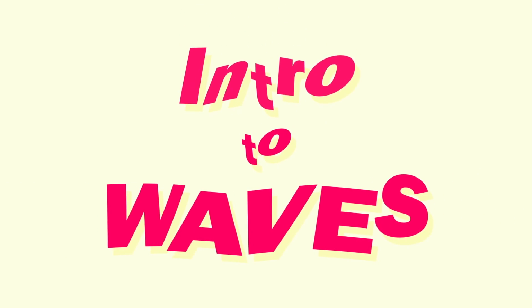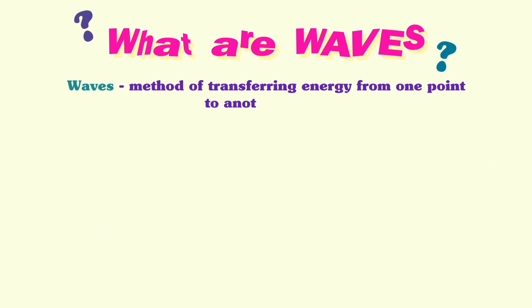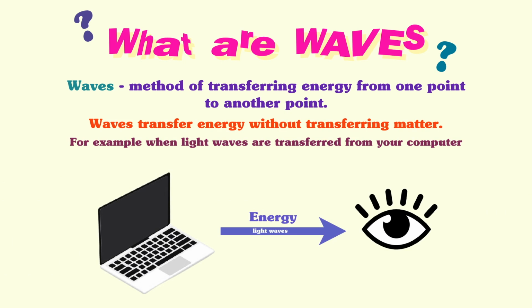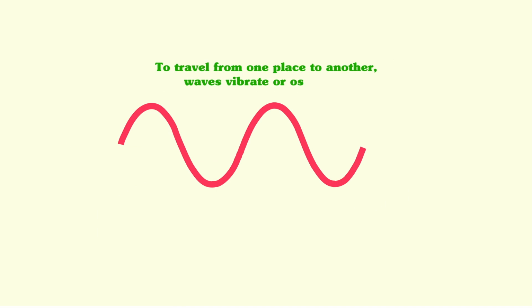Intro to waves. So what are waves? Waves are a method of transferring energy from one point to another. Waves transfer energy without transferring matter. For example, when light waves are transferred from your computer screen to your eyes, only energy is being transferred. To travel from one place to another, a wave vibrates or oscillates.